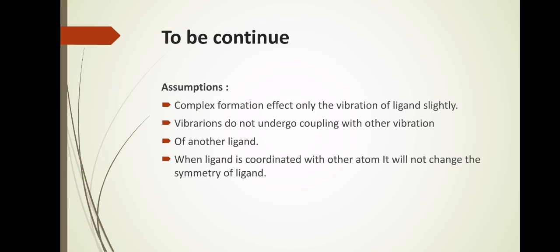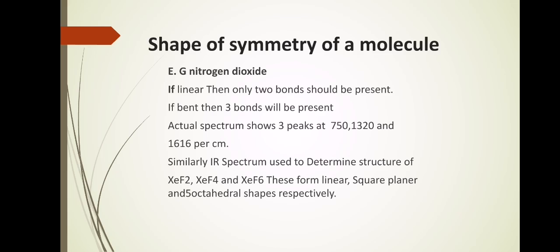Assumptions. Complex formation affects only the vibration of the ligand slightly. Vibrations do not undergo coupling with vibrations of another ligand. When a ligand is coordinated with other atoms, it will not change the symmetry of the ligand. Shape and symmetry of a molecule, like nitrogen dioxide: if it is linear, then it forms two bands, and if it is bent, then it forms three bands. But its actual spectrum shows three peaks, at 750, 1320 and 1616 per centimeter.